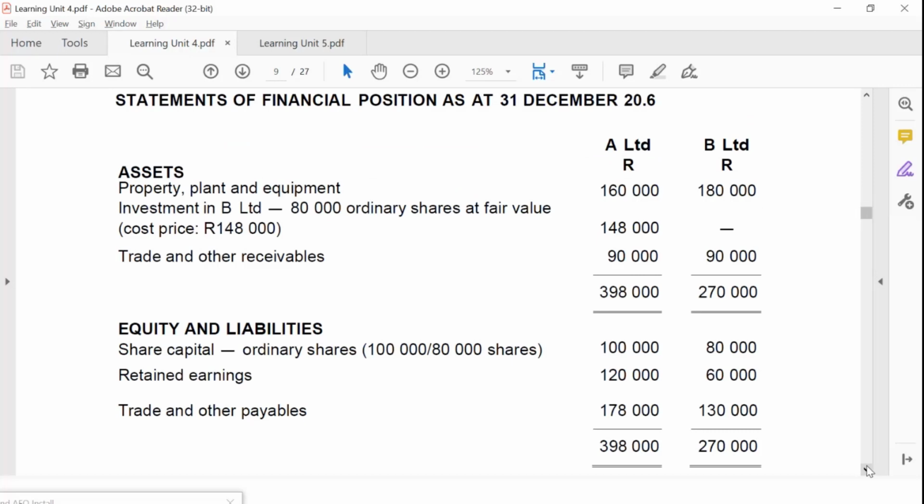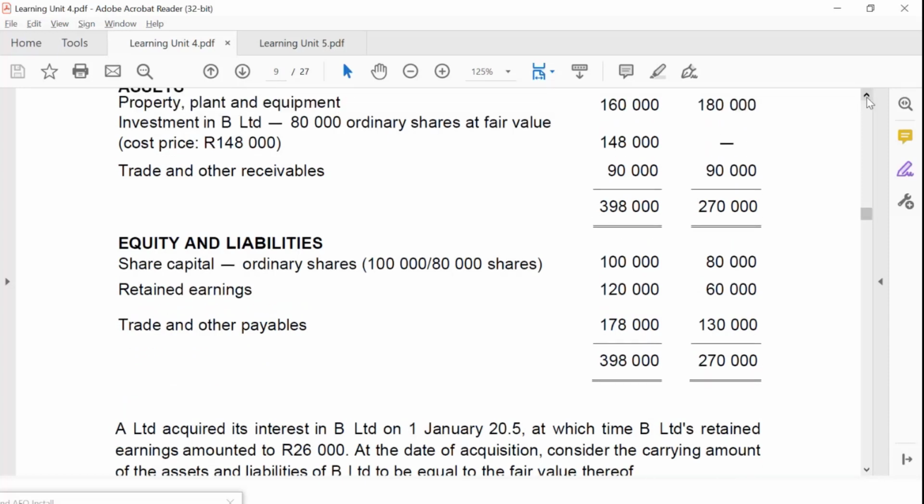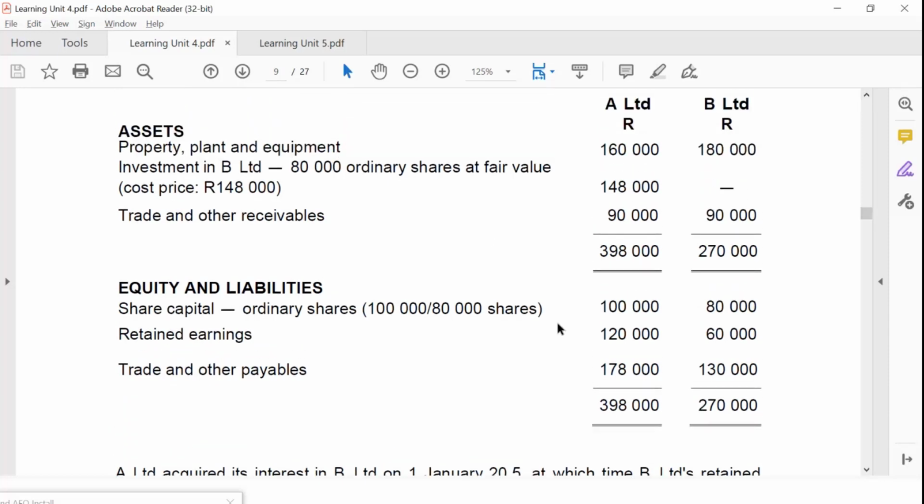So I want you to go through it, understand whatever has been given to you, and also calculate the percentage interest and see if you'll be able to calculate it. Okay, so that is the statement of financial position that has been given to us. Looking at it, is there any amount that you are going to eliminate? You have property, plant and equipment, investment in B Limited, trade and other receivables, share capital, retained earnings, and then trade and other payables. Is there any one of these that you are going to eliminate?